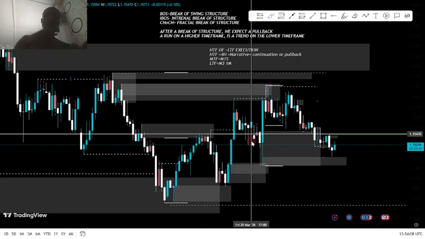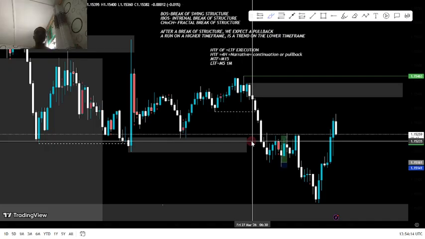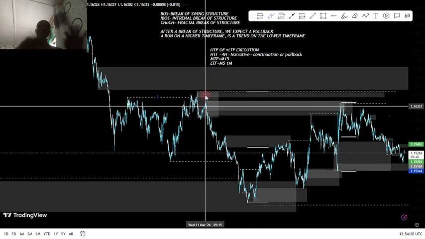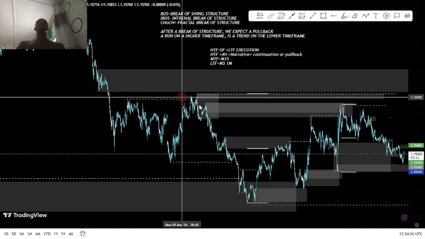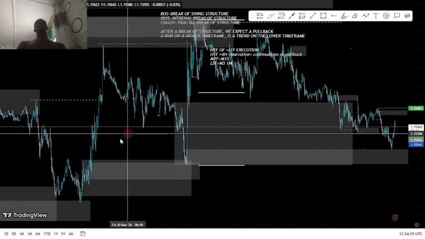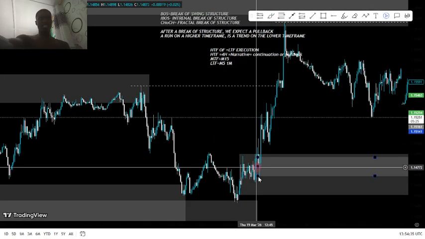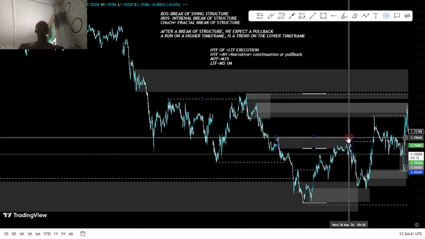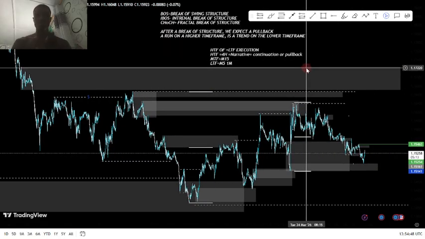So let's jump into the 15 minutes. Let's continue. Alright, so on the 15 minutes, when we come here, some might classify this as a swing structure and this as an internal. But this is you being too zoomed in. You don't have to do that. Don't stress yourself. So now we are at 15 minutes.